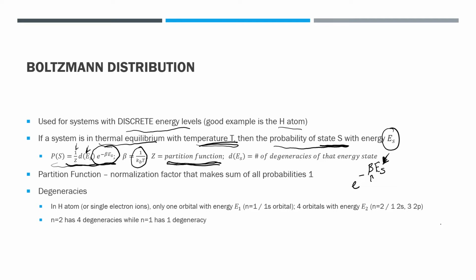And let's talk about degeneracies a little bit, because we talked about degeneracies in the previous video, but I want to refresh you on it, because in the problem that we'll be doing, we'll be using the fact that the hydrogen atom has some degeneracies in its first excited state. In a hydrogen atom, there is only one orbital with energy E1, that's our 1s orbital. But there are 4 orbitals with energy E2, our n equals 2, because we have our 2s orbital and our 3 2p orbitals. This is something we talked about in the previous video, but I just wanted to refresh you on that.